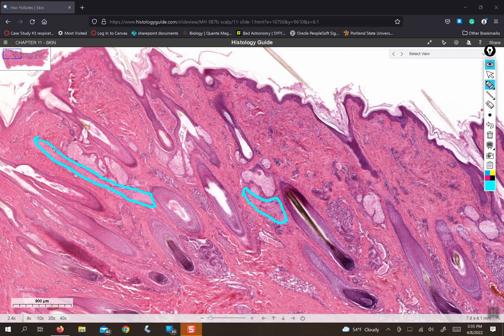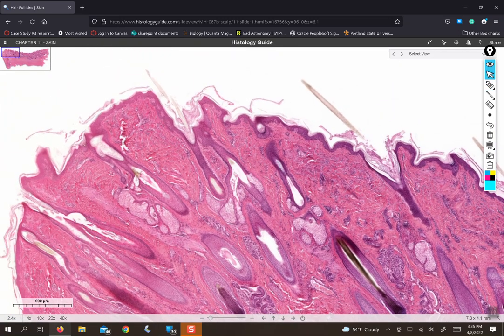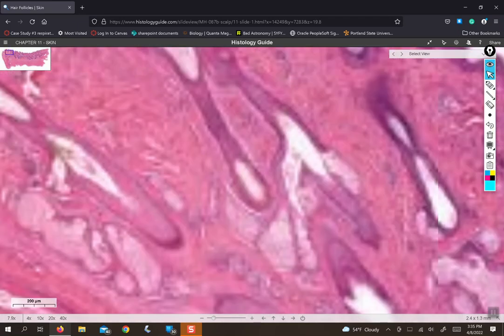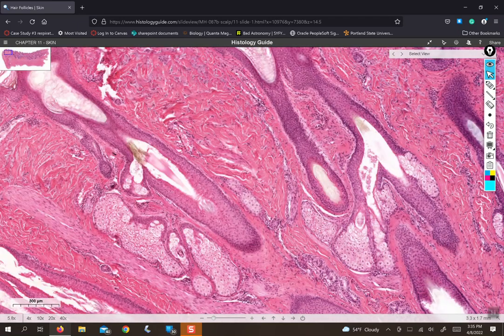I also want to zoom in and show you that you can actually see, oop, histology guide's going to buffer a little bit. So here is a place where you can actually see that the sebaceous gland is opening onto the hair follicles. See that right there? So it's opening up here. So this pink stuff is going to be sebum. And sebaceous glands are holocrine secretion, which means that actually the cells that make up the gland become the secretion. They die and fill up with oil and make the sebum.